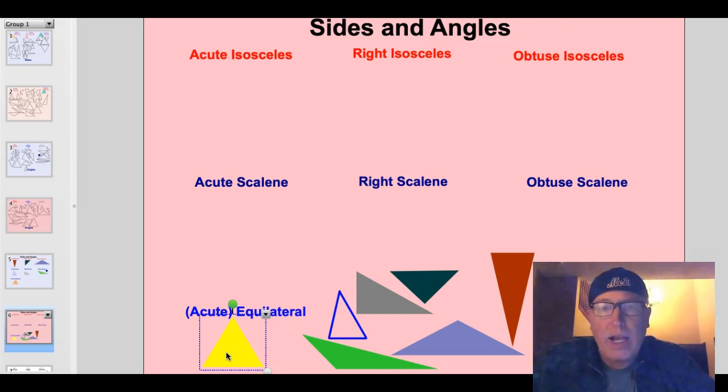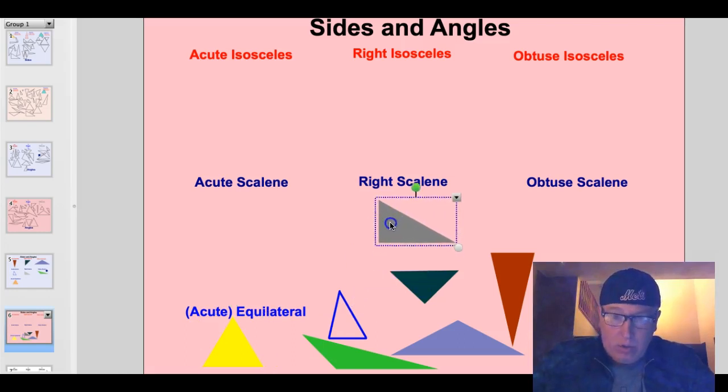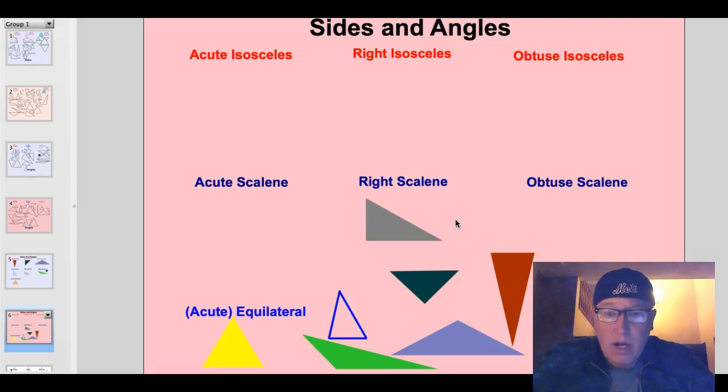Okay, do all the right angled ones first. Those are easy. Okay, this has got a right angle. Where's it going to go? Right scalene. 3 different sides. It's got to be scalene. How about the other right triangle? You see the other right angle? You betcha, right here. Let's just turn it to make it look even more right. Okay. 2 sides are the same, so this is a right isosceles.